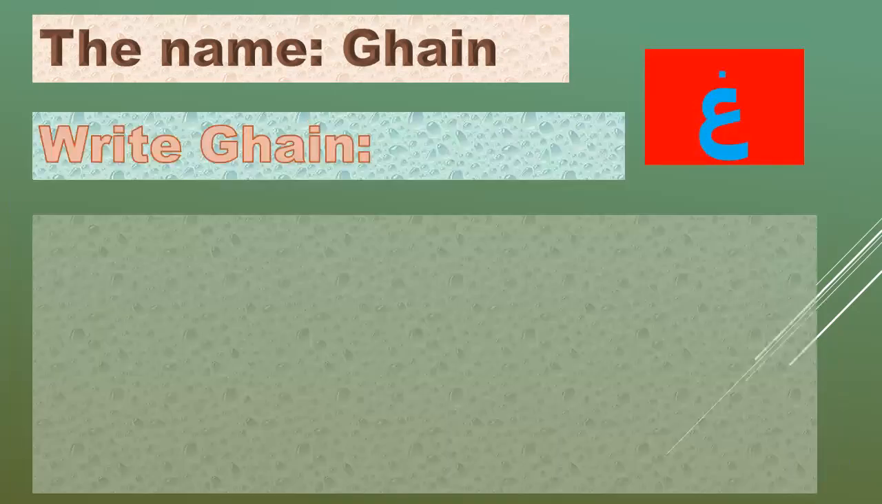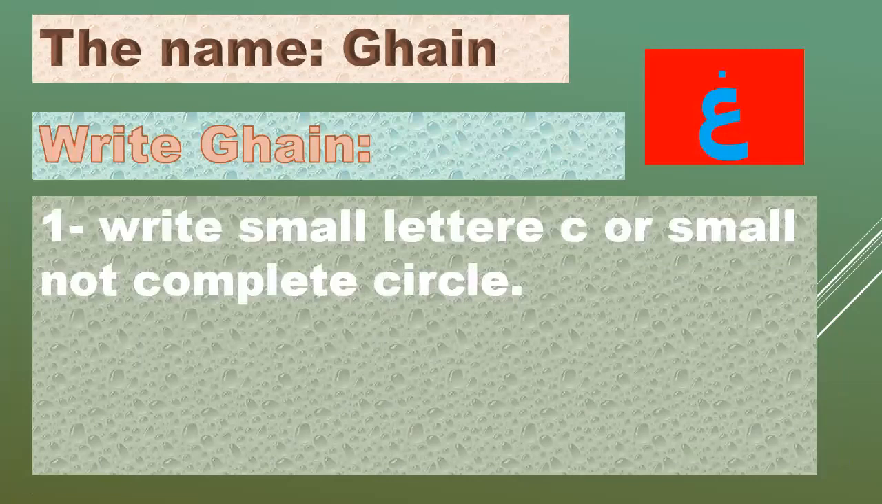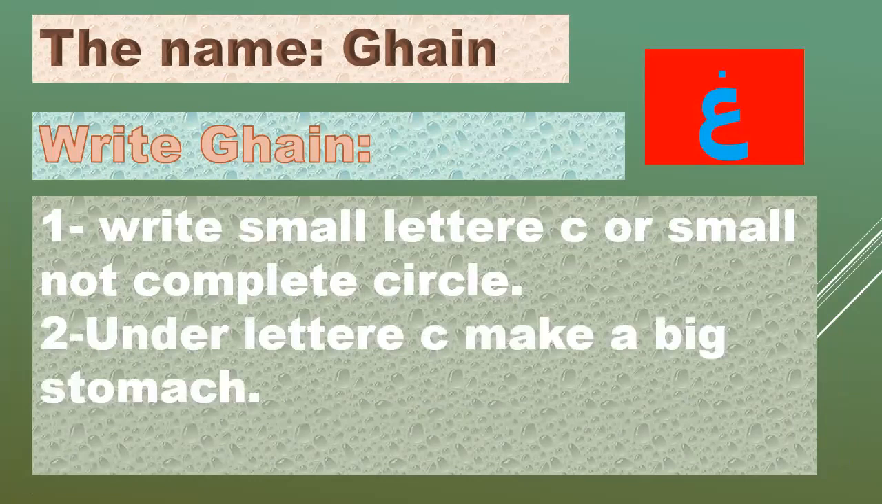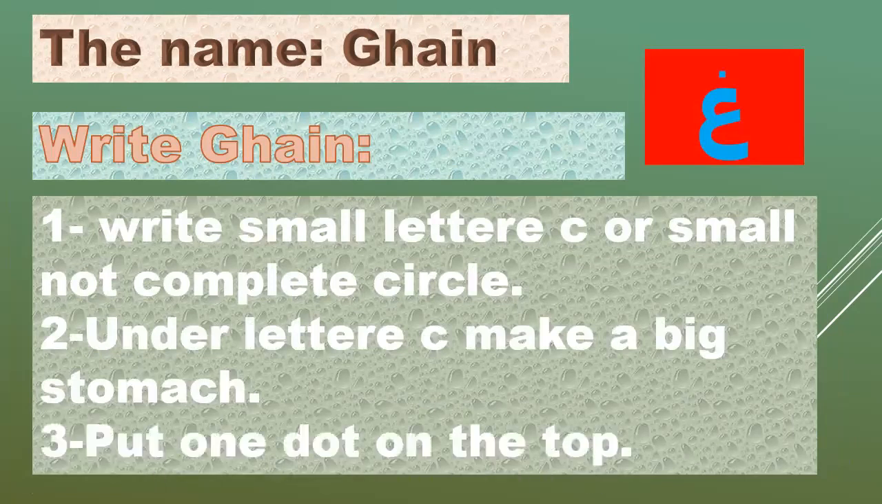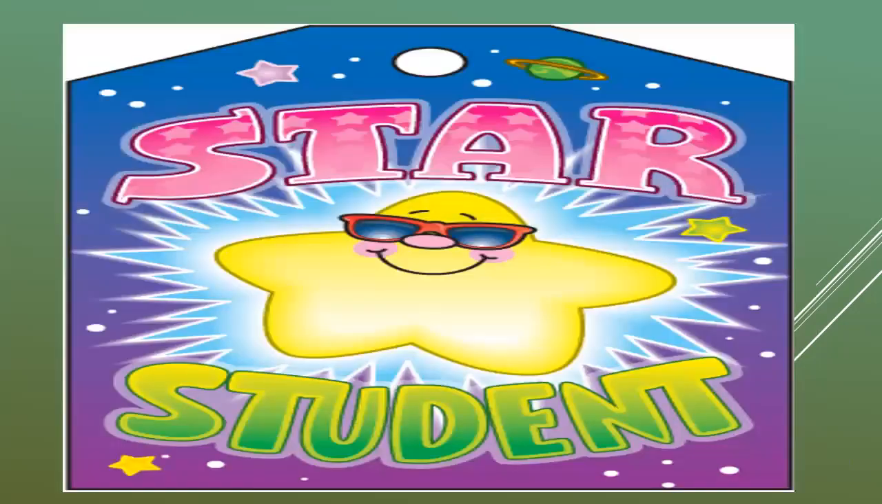Let's learn Ghain. The name is Ghain, not Gain. Ghain, heavy letter, has heavy sound. To write Ghain, write a small letter C or small not complete circle. Under letter C, make a big stomach. Put one dot on the top. Please write Ain and Ghain. Did you finish? Very good. Star student.